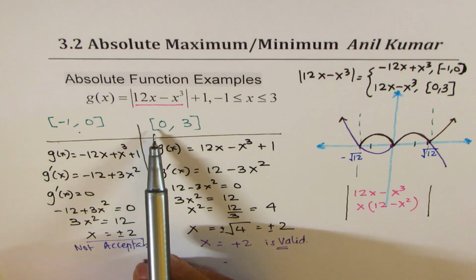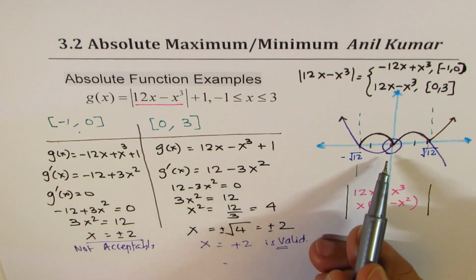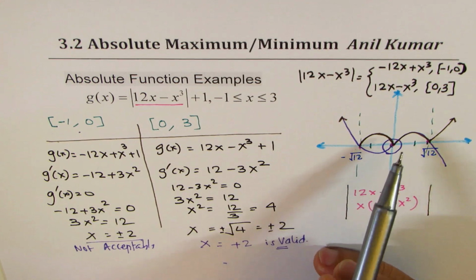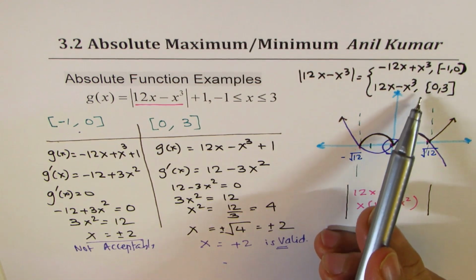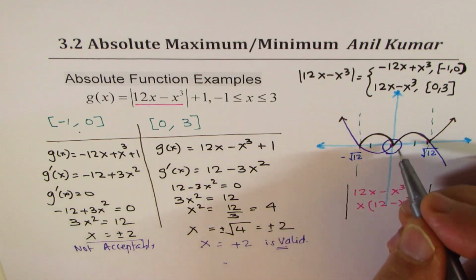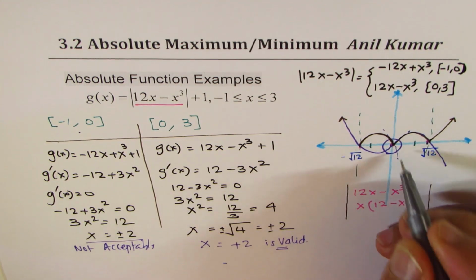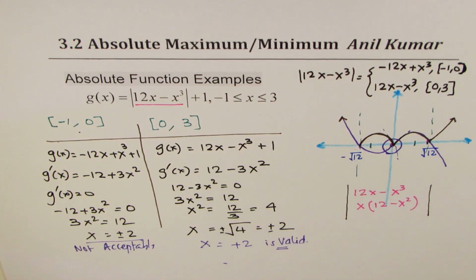Now, what happens at 0? This is very important to understand. As you can see, at 0, there is kind of a switch. I just said we can include 0 on this side. Why not here? As you can see, it has a negative slope on this side, positive on this side. That means that 0, which is a cusp, is not defined.